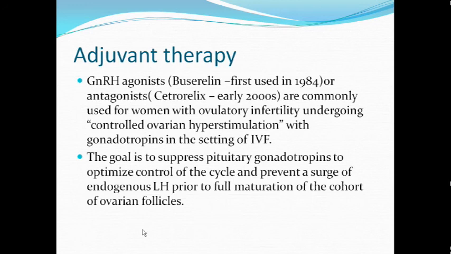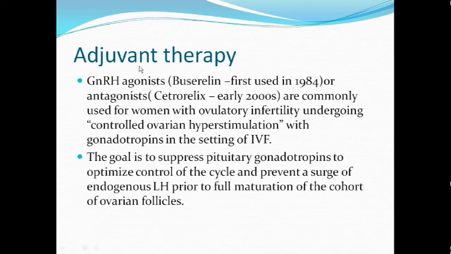With the ovulation induction, we have learned about the ovulation trigger and some hormonal treatment, like prolactin level or thyroid level or the insulin resistance you have to correct. But sometimes it may require adjuvant therapy, particularly if your induction has been done with the gonadotropins.